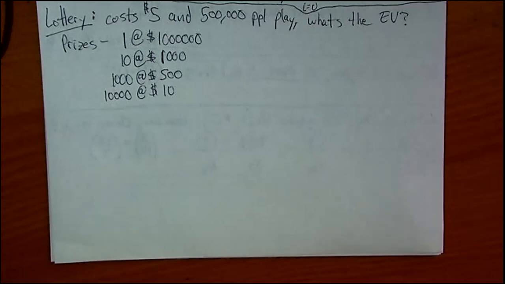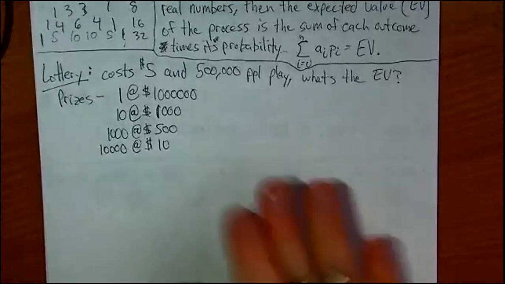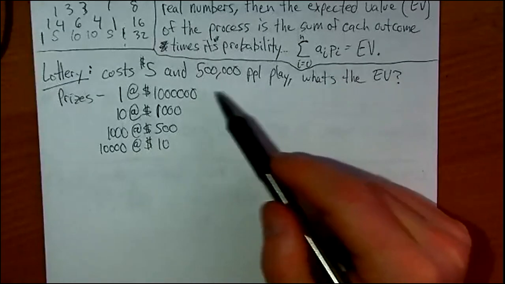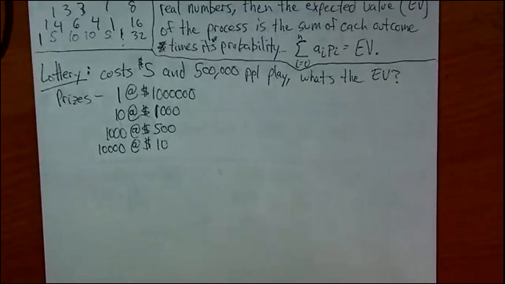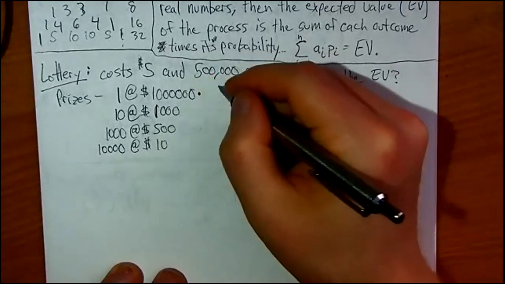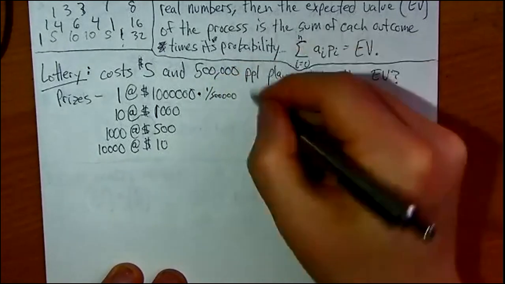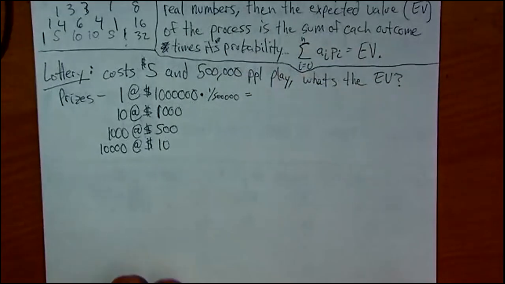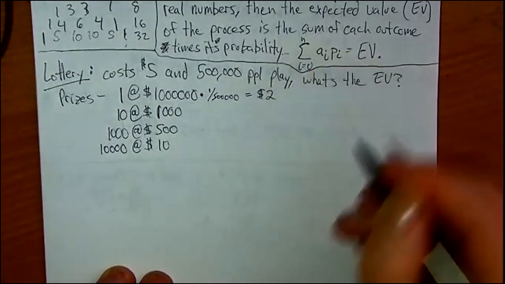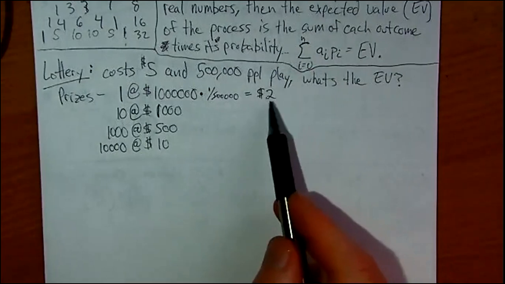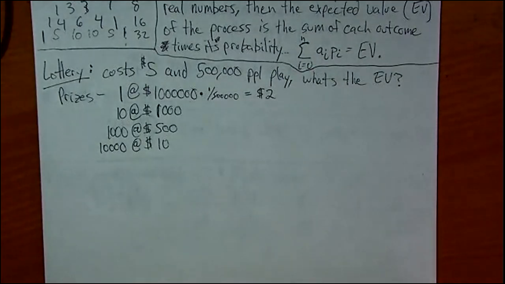Okay, $1 million, that's part of it, right? Because remember, the expected value is the outcome amount, which in this case would be $1 million, times the probability of that happening. So this would be times 1 over 500,000, which is going to equal how much? $2, right? So the expected value to play this game from the grand prize is $2.